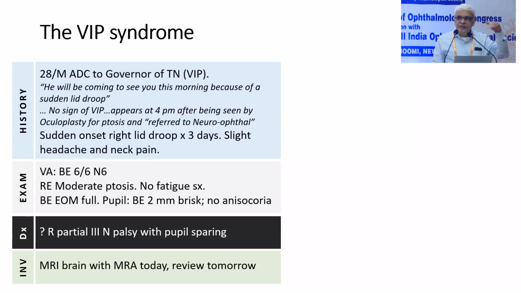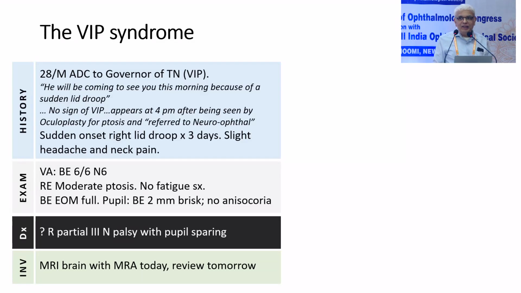And there were no fatigue signs, no ocular motility issues, pupils are brisk, etc. So I said, okay, this is maybe partial third nerve with pupil sparing. Obviously, I need to do MRI with MR angiogram. And I said, I'll review tomorrow. The only thing I did different was, what happens if this VIP comes to me tomorrow with a normal MRI and an MR angiogram? What are you going to do now?